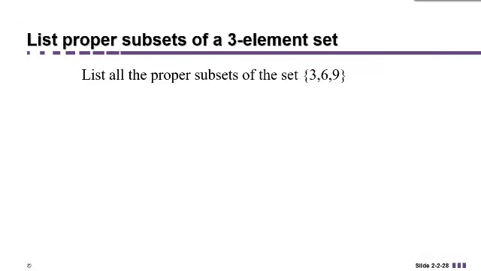So at home, you should be trying to list out all the proper subsets of the set {3, 6, 9}. I'll give you a clue. Some of the subsets will have 2 elements. Some of the subsets will have 1 element. And then there will be the empty set.